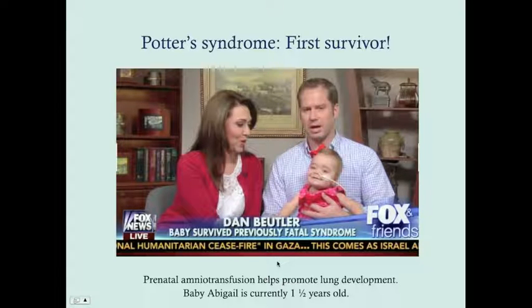And indeed, the lungs did develop, and this baby is now 1.5 years old, and she doesn't have kidneys. She will need to be on dialysis, but she can get a transplant or be on dialysis. But the important thing is she was born alive and she's healthy. So that's pretty miraculous.